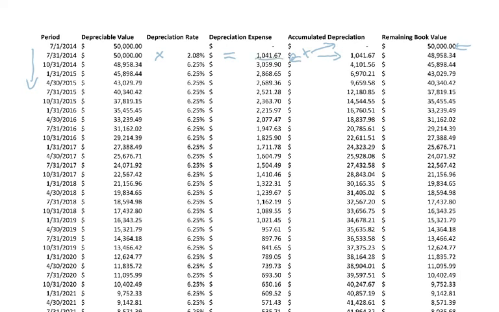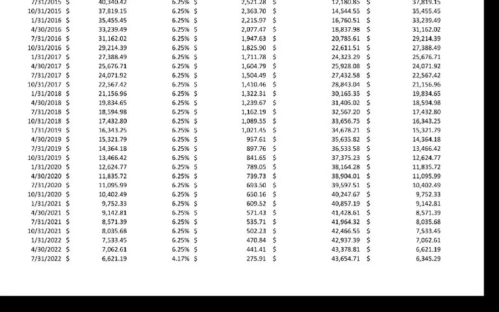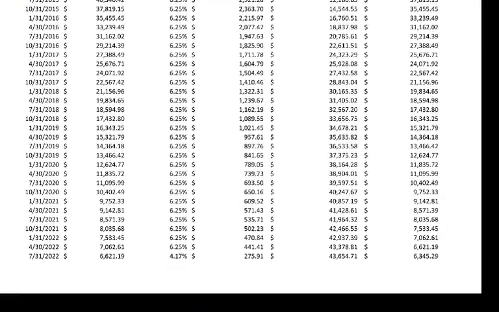Now, I'm showing you this because I want to show you what happens in the last quarter. So this is a quarterly rate. So if you see in the last quarter here, we multiply, because in the first quarter, we used a 1 month depreciation expense, or a mid-quarter. So in the last period, we use the last 2 months.